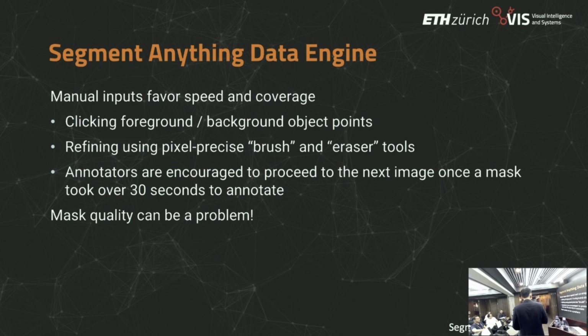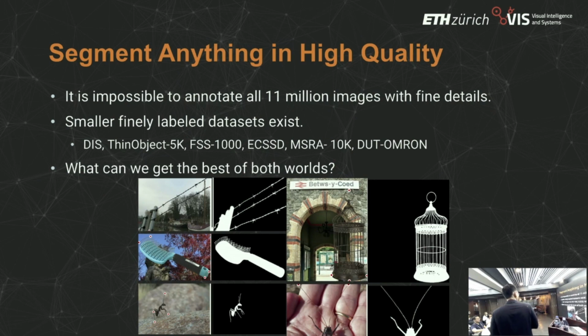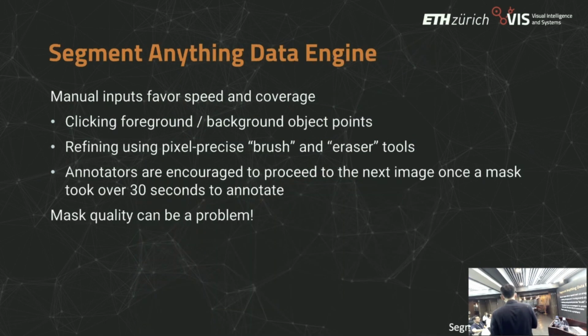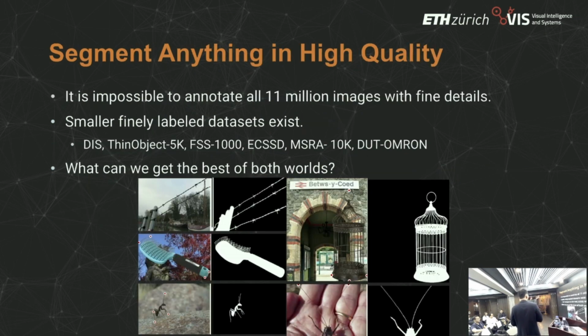So therefore, the mask quality can already be a problem in the first stage. And in the second stage, we just rely more and more on the trained model to help us segment the image. And therefore, it's impossible to annotate all 11 million images with fine details. And not surprisingly, the model trained based on those images cannot capture the fine details. And again, we are interested in high quality instance segmentation.